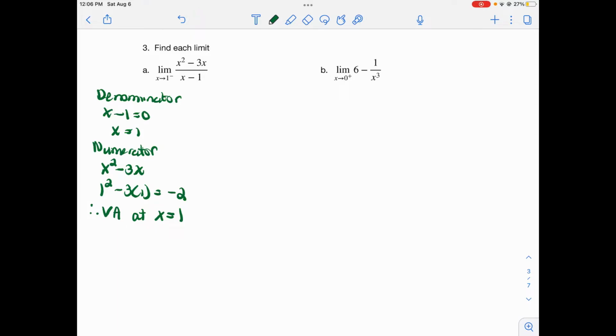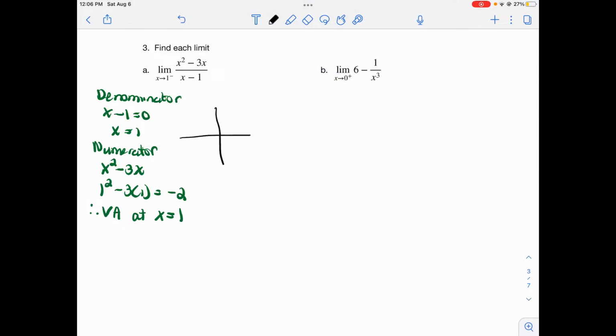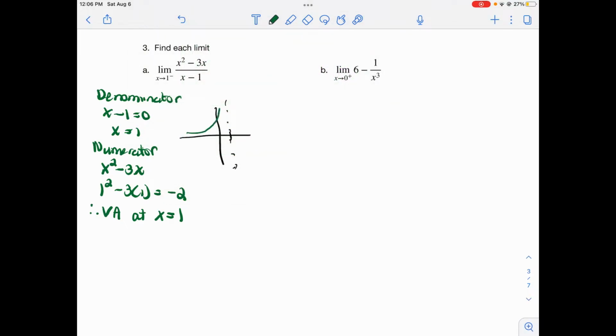Now that we know we have a vertical asymptote at x equals 1, just think about your graph. The only possibilities for my function are that it approaches infinity going like this, approaching that vertical asymptote in that direction, or it could be approaching like this. So our only options are infinity or negative infinity, but we've got to figure out which one it's going to be. To figure that out, all we do is evaluate the limit at some test values.